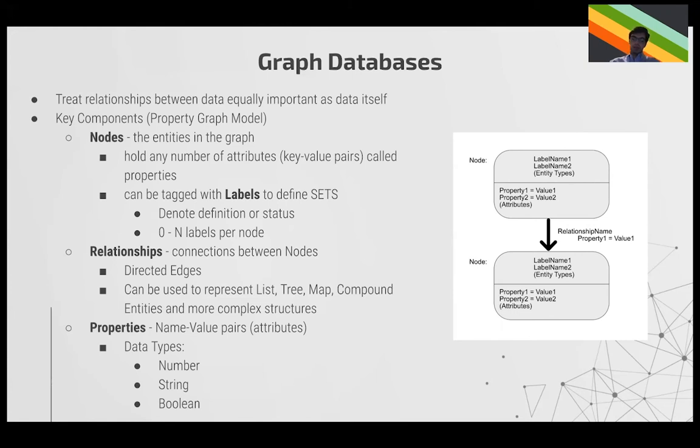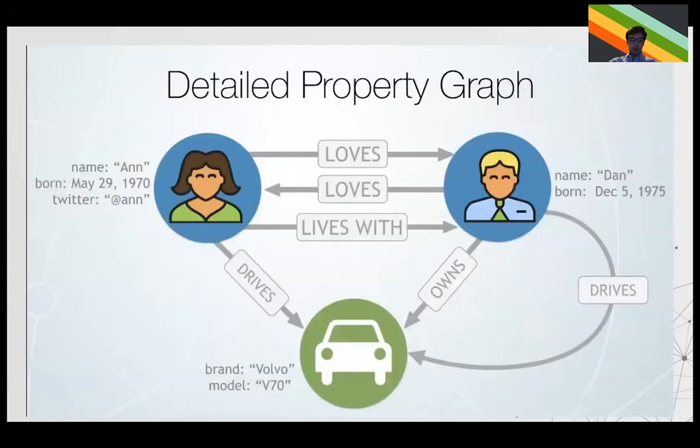Finally, both nodes and relationships can have properties, which are attributes, and the data types that these attributes can represent are numbers, strings, and booleans. Here we have an example of the detailed property graph. As you can see, it shows several relationships between the different nodes, and each of the nodes have properties.